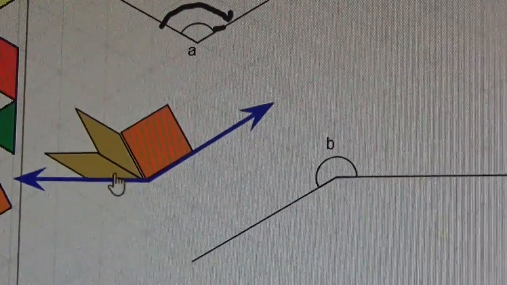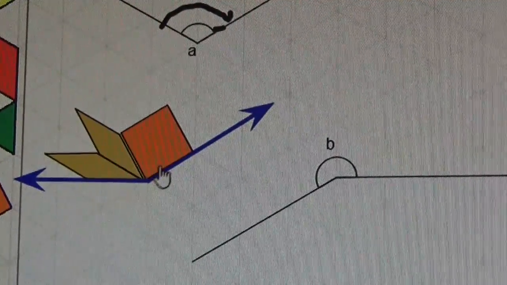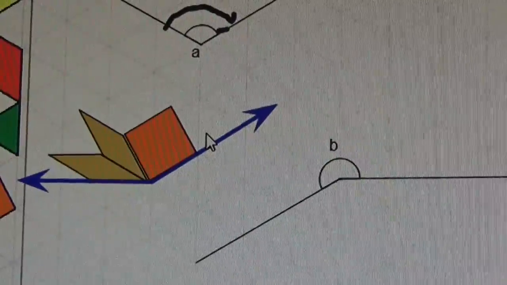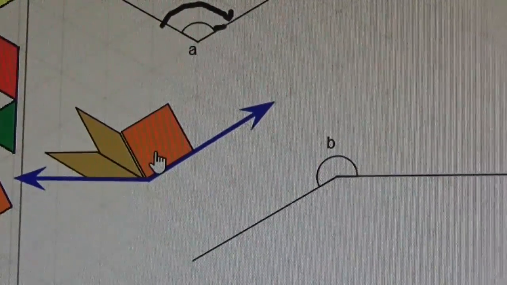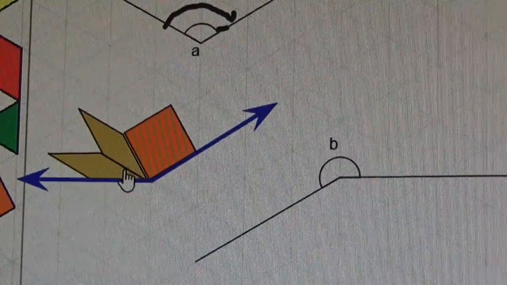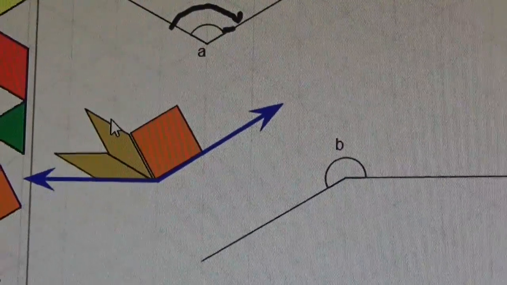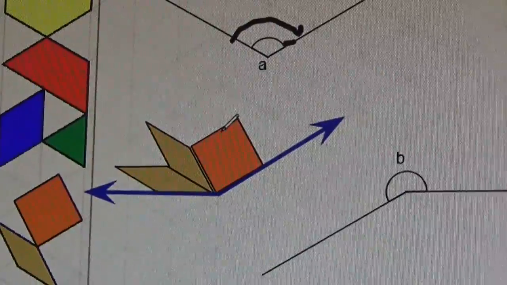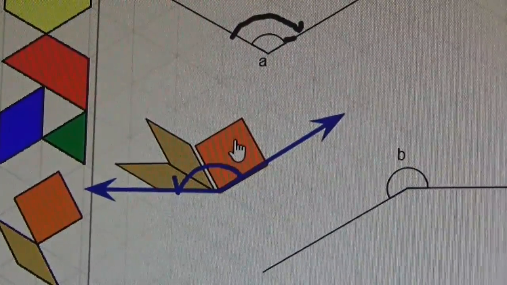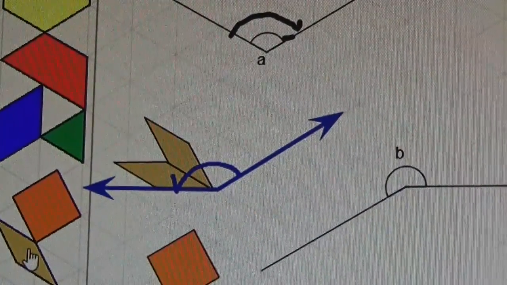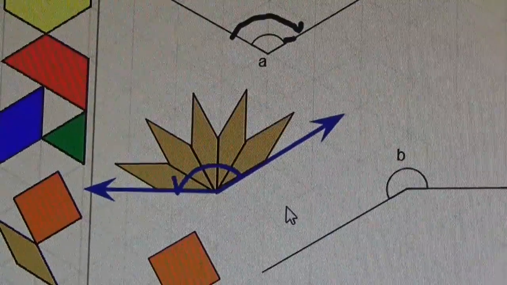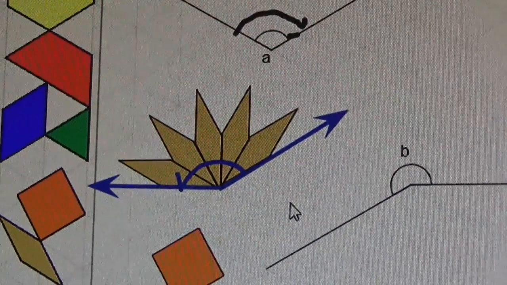Aha! The side of this shape and the side of this shape both line up with the rays of the angle, and since these are adjacent angles, we can add the angle here plus this angle plus this angle to get the measure of the entire angle. Now it's time for you to have some fun. Remember, you can get creative. There are many ways to put these adjacent angles together to find the measurement of the given angle.